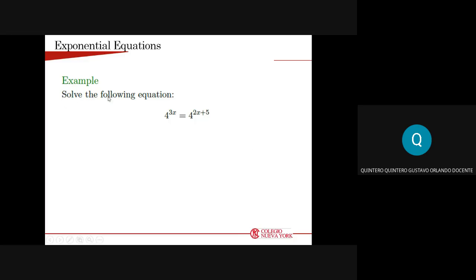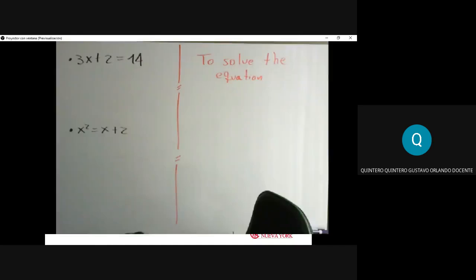Here's a quick example of how to solve one. Example, solve the following equation: 4 to the 3x equals 4 to the 2x plus 5. Now, some people might be looking at this and saying, what do I have to do? What is this? No, this isn't Chinese. I don't understand. All right, don't worry. I got you. Look at this.